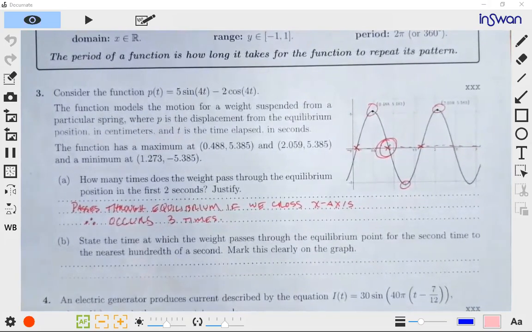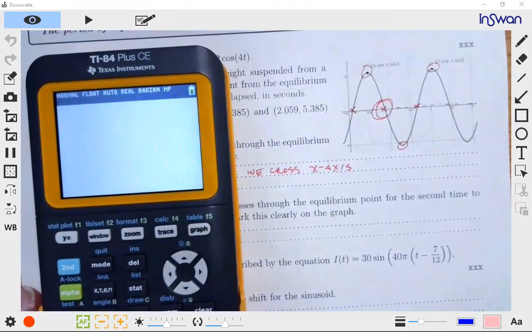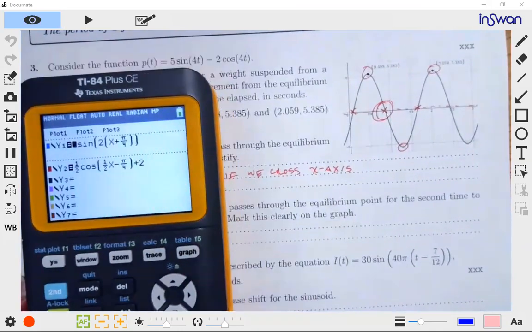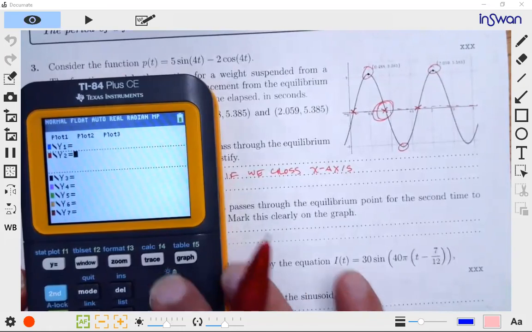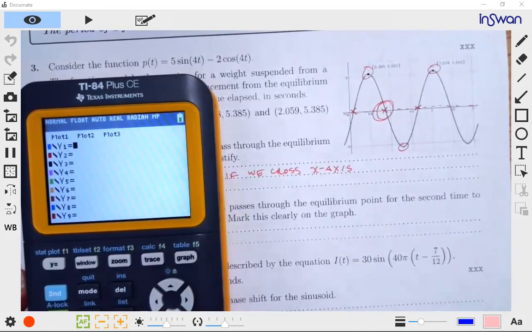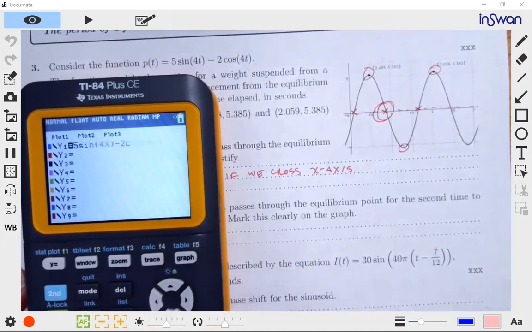All right. Well, what we can do is we can come over and get our graph, right? We can say y equals, and we need to type in our graph. So let's go ahead and clear out what we had here before. And it seems that we've got, what is that? 5 sine, 4 times my variable, minus 2 cosine, 4 times my variable.